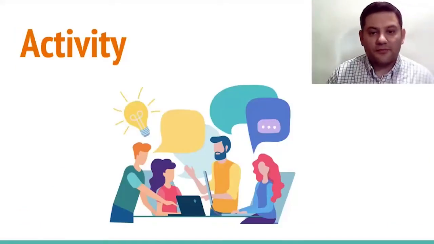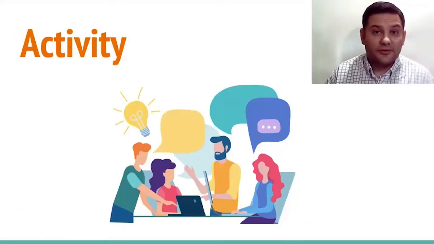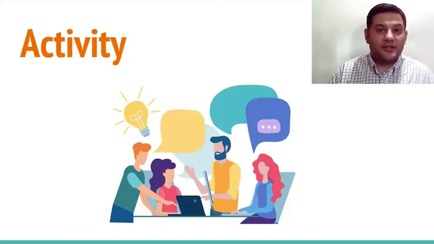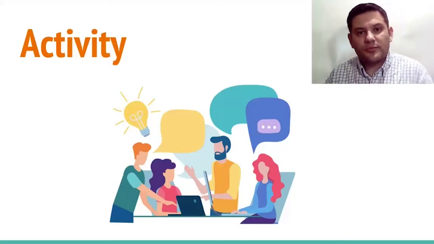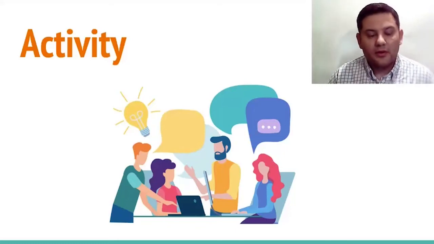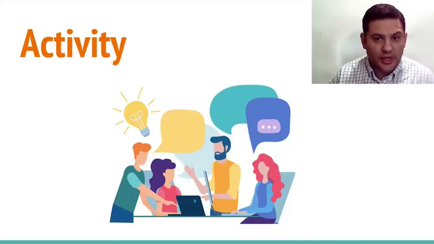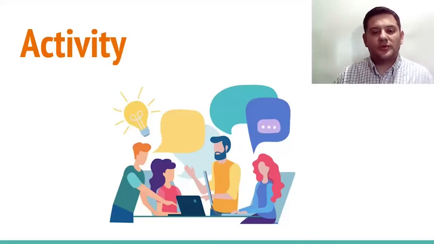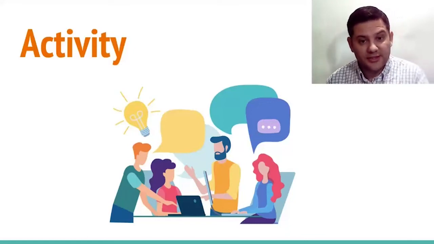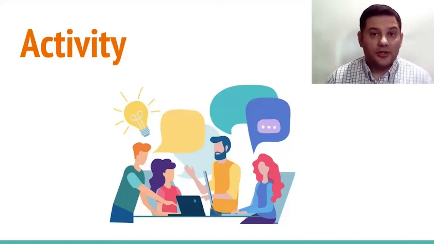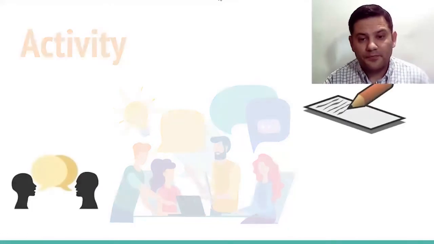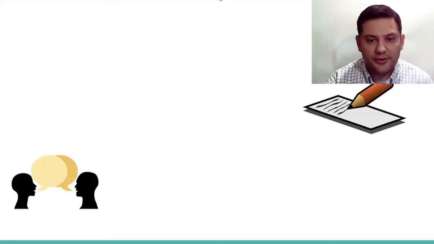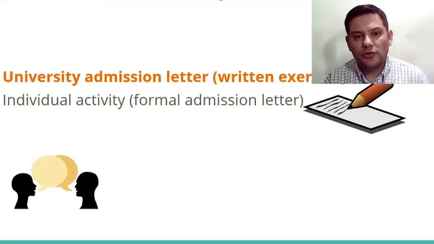Considering the profile of the class, which is a B2 level teenager class, we have designed an activity which will focus primarily on accuracy, formal speech, and written production. And it includes the following. First, a university admission letter, which is a written exercise, and in turn it's a two-step activity. First, students pen down a brief but formal letter to a fictional university.